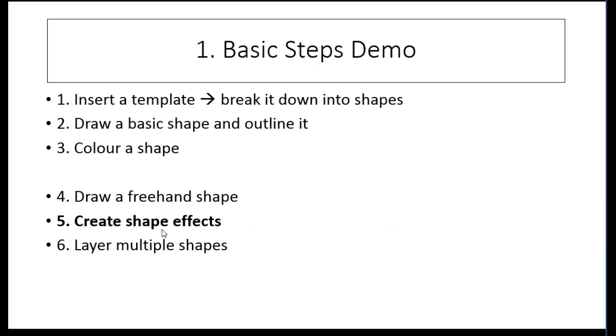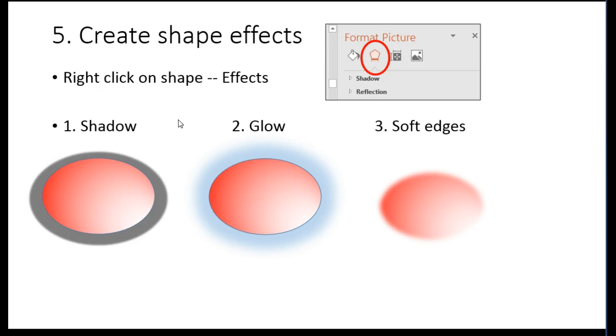We are now going to look at how to create shape effects, and I'm going to mention 3 of the shape effects. How do you get to shape effects? This is the effects icon in the Format Picture tool window. So you can right click on shape and you can select Format Picture and select this effects icon.